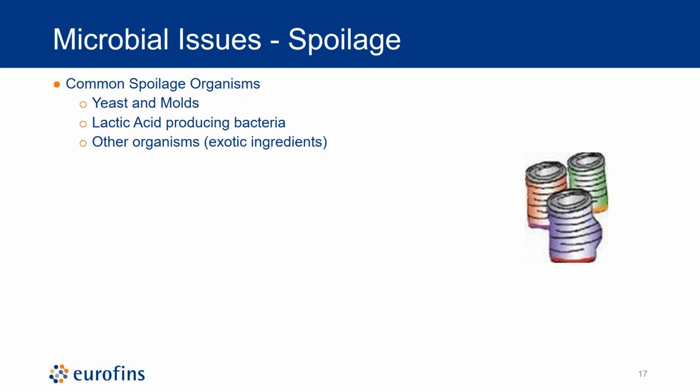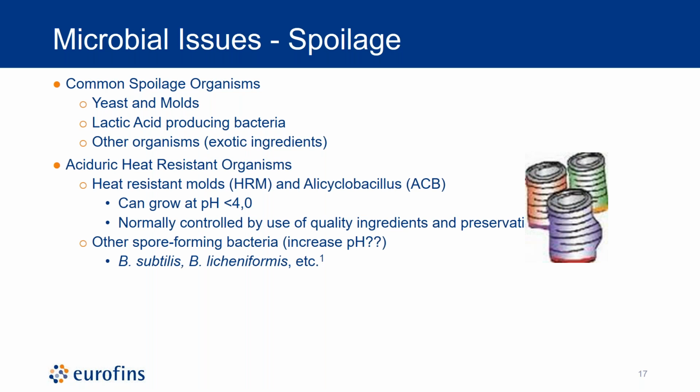Some common spoilage organisms of concern for this category include yeasts and molds, lactic acid bacteria, and some other odd organisms such as Alicyclobacillus that can be present in exotic ingredients. Some of these acidic heat-resistant organisms include heat-resistant molds and Alicyclobacillus. They can grow at a pH of below 4.0, but they're normally controlled by the use of quality ingredients and preservatives. Other spore-forming bacteria are noted, such as Bacillus subtilis and Bacillus licheniformis.